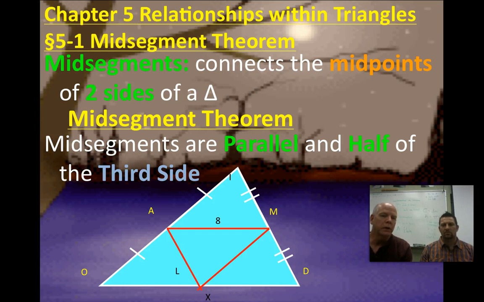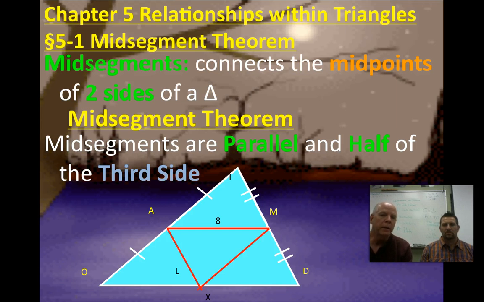First of all, if we have a midsegment like AM, it's going to end up being parallel to the side that it is not connecting midpoints between. In other words, the bottom of this triangle. So AM is going to be parallel to OD in this particular diagram. Always. That always happens, no matter what kind of triangle it looks like.